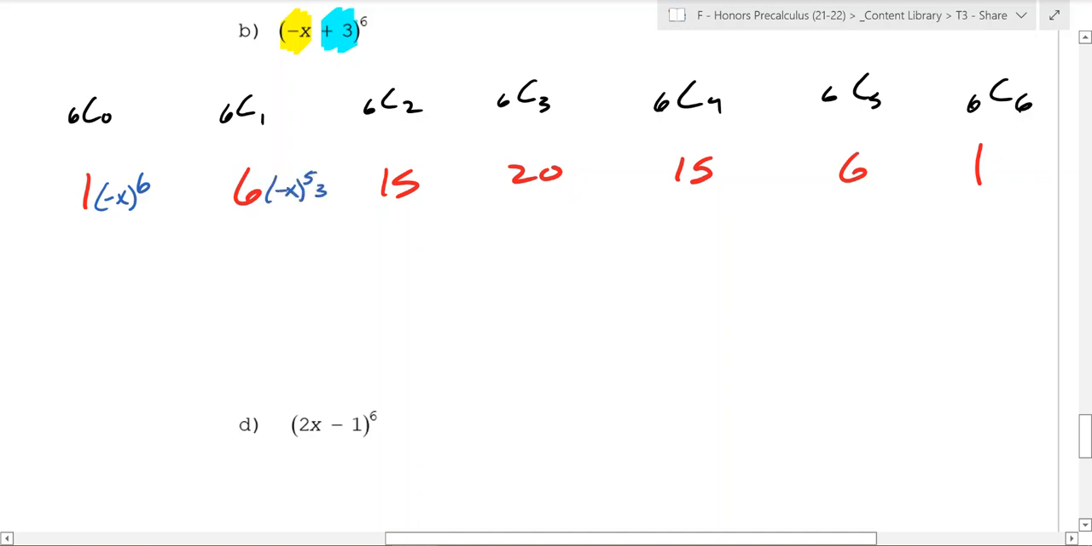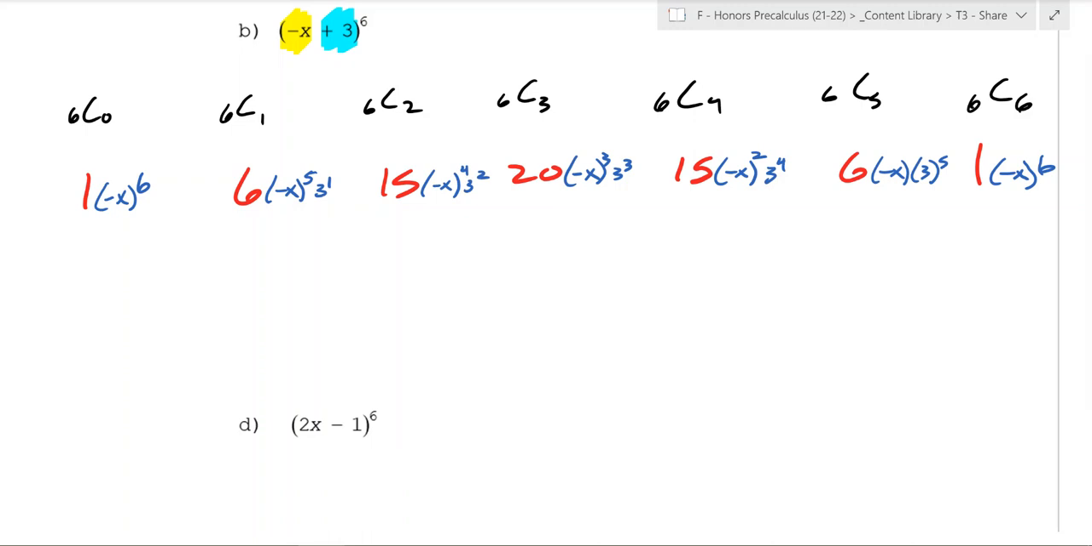And then it's going to be 3 to the 1st. And then you have negative x to the 4th and 3 squared. And you fill in the rest, and you glue them all together with plus signs like this. And then yes, you can clean each of these up.